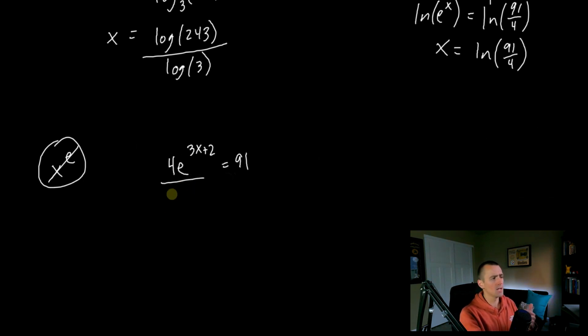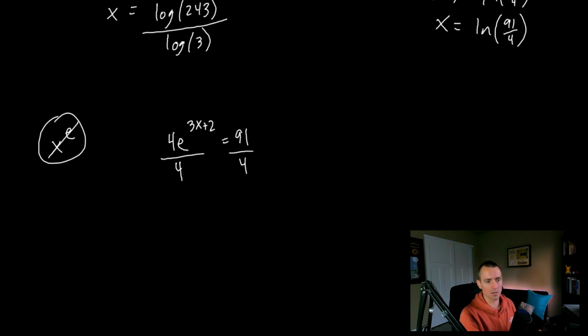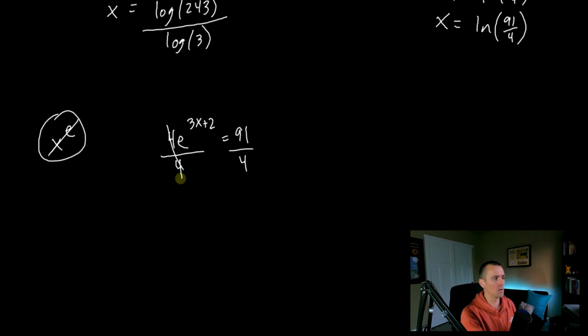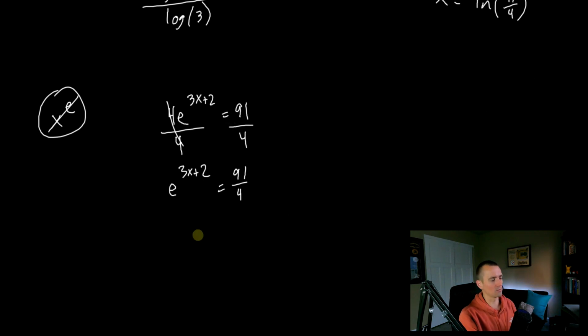So, same idea. We would want to divide by 4 first, divide both sides by 4. Remember, whatever you do to one side, you have to do to the other side, or else it's no longer equal. Okay? So the 4's cancel, so we have e raised up to the 3x plus 2. Okay, now we're on track. Sorry about that. Mistakes happen. Sometimes you got to go back a little bit and fix your mistake. But that's just math. That's how it goes sometimes.